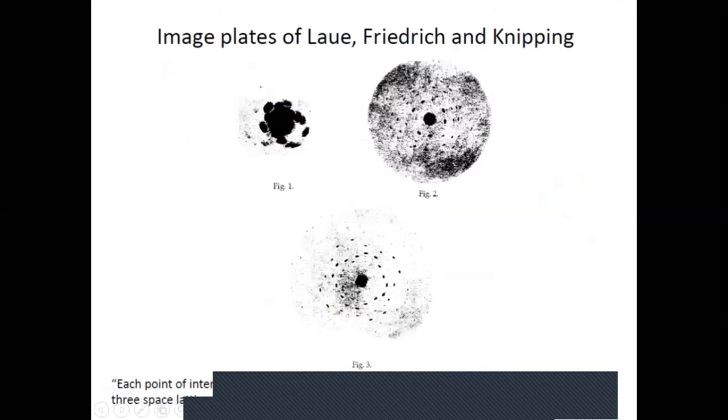These are what some of the first diffracted X-ray patterns look like. Very simple ones, because they used what we call high symmetry inorganic compounds like copper sulfate to develop the diffraction pattern.